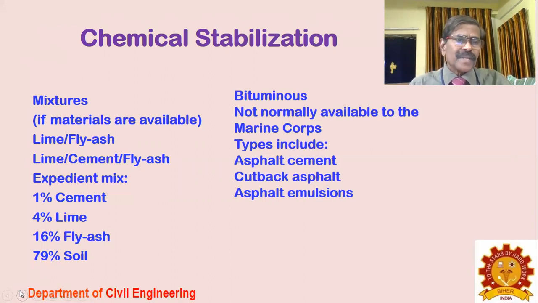Expedient mix, for example, 1% cement, 4% lime, 16% fly ash and 79% soil, to stabilize the soil. So this is another formula. Just like the mix design you do in concrete, you do a mix design in the soil also to stabilize it.